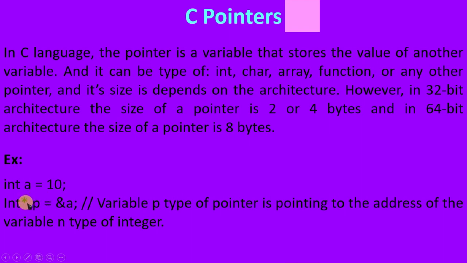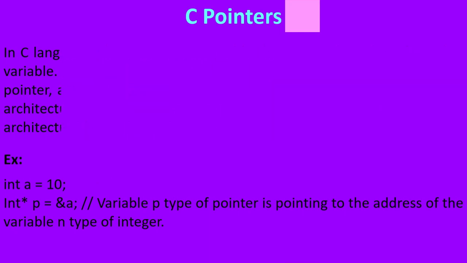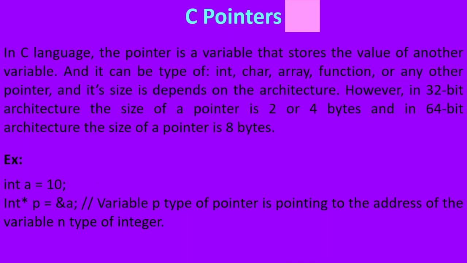A pointer can be defined or declared with the asterisk symbol, like int asterisk p equal to and a. It means we will store the address of the variable a into the variable p.